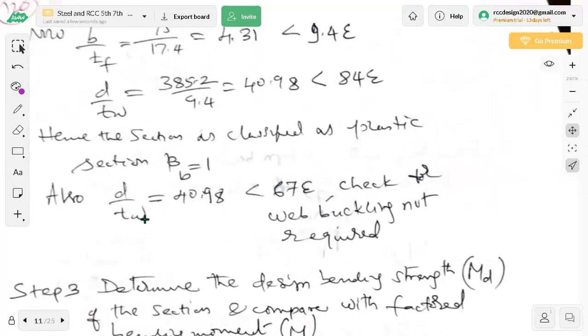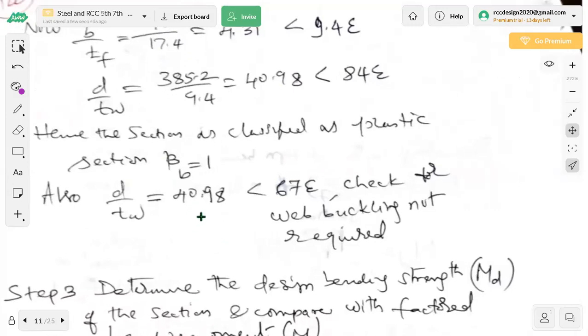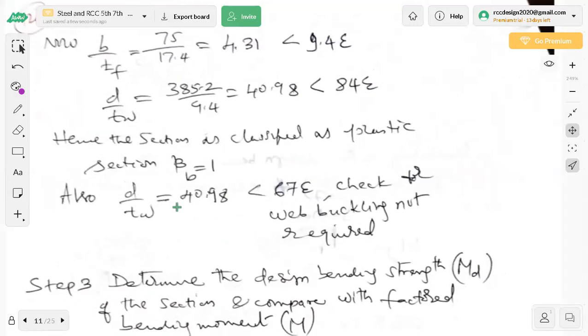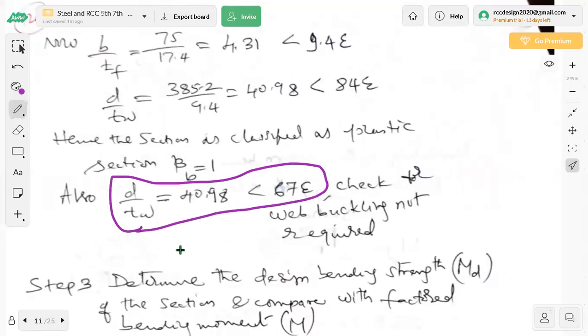Now one more parameter is there, D by TW. D by TW is 40.98, which is already calculated and is less than 67. The important observation is this: if this condition is satisfied, you don't have to check for web buckling. Web buckling will not happen if this condition is satisfied.